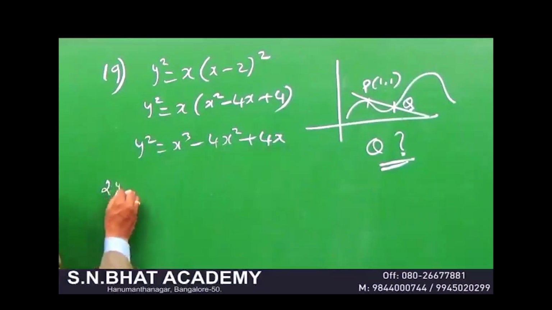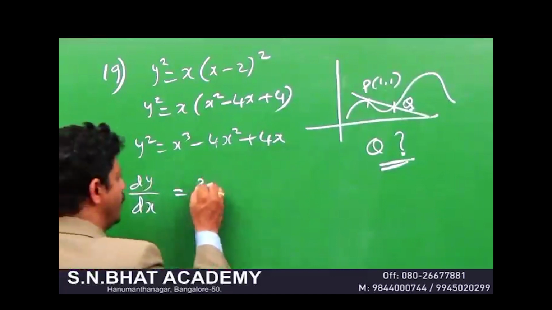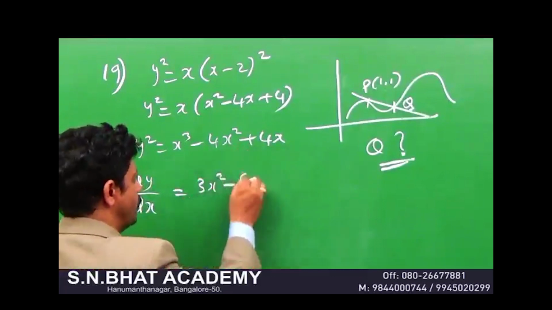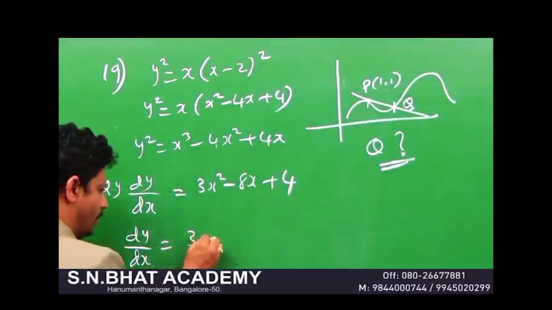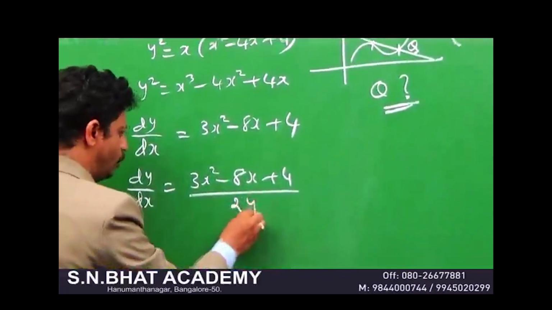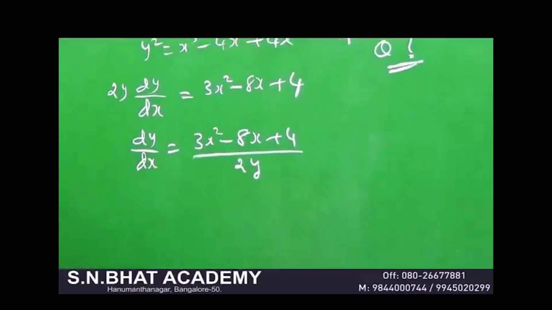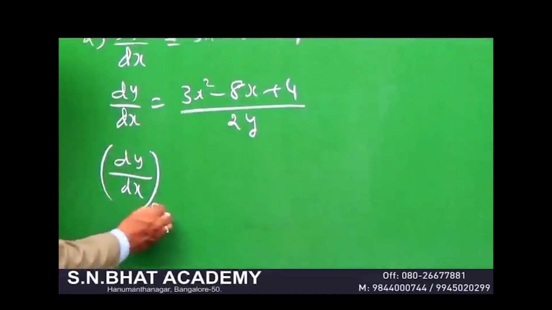Now differentiating, we get 2y into dy by dx. For y square the derivative is 2y into dy by dx. For x cube it is 3x square. For 4x square it is 8x. For 4x it is 4. Therefore dy by dx is equal to (3x square minus 8x plus 4) divided by 2y. So this is the value of dy by dx. Now we have to determine dy by dx at (1, 1).